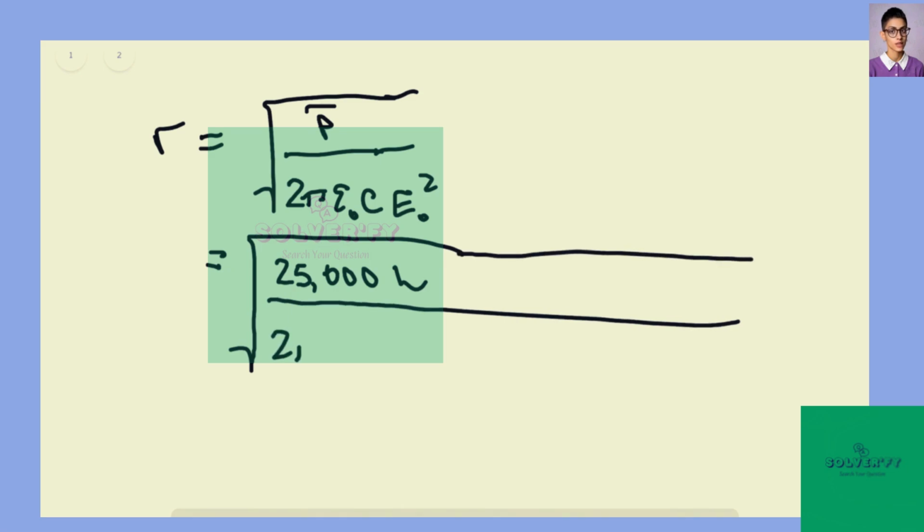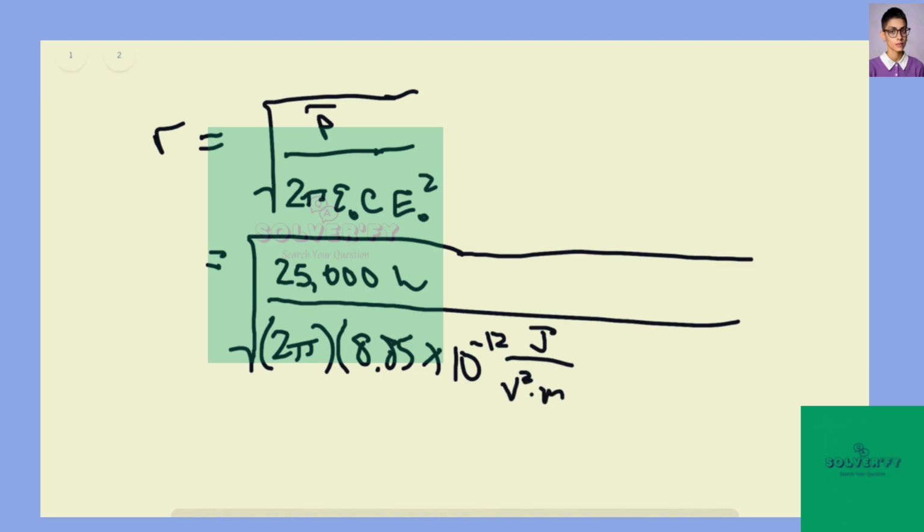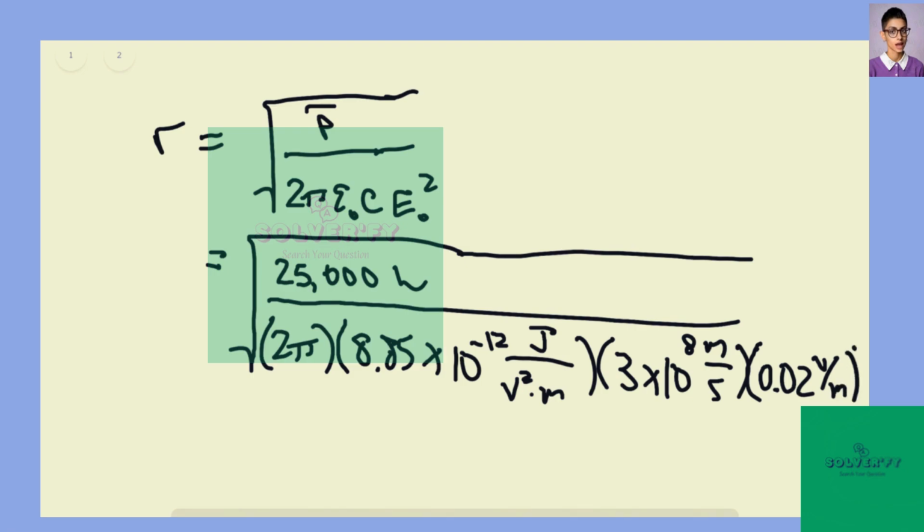We have 2 pi in the denominator, and this vacuum permittivity, this epsilon naught term, is a physical constant, which is known to be 8.85 times 10 to the negative 12 joules per volt squared times meters. And speed of light is, of course, 3 times 10 to the 8th meters per second. And our electric field strength is 0.02 volts per meter, and that is squared.